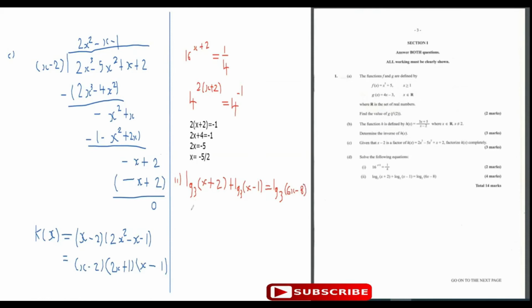So what we can do is put these together as one log, because log a plus log b is log ab. So we can write this as log to base 3 of x plus 2 times x minus 1. Nice and easy. And that is going to be equal to log to base 3 of 6x minus 8.